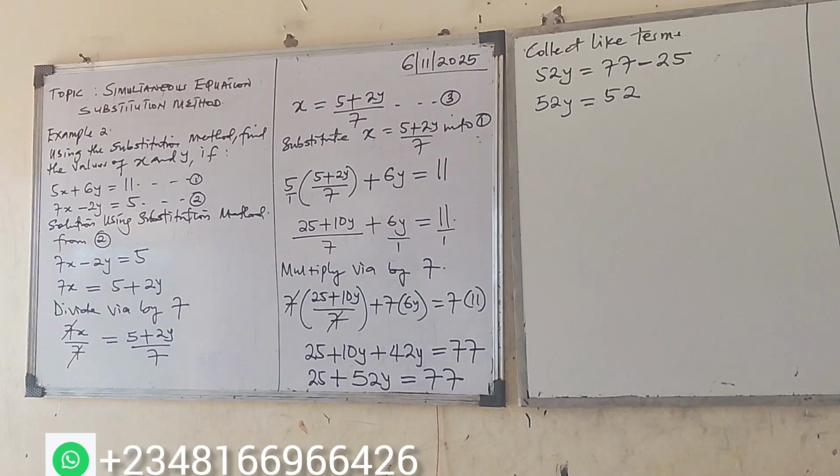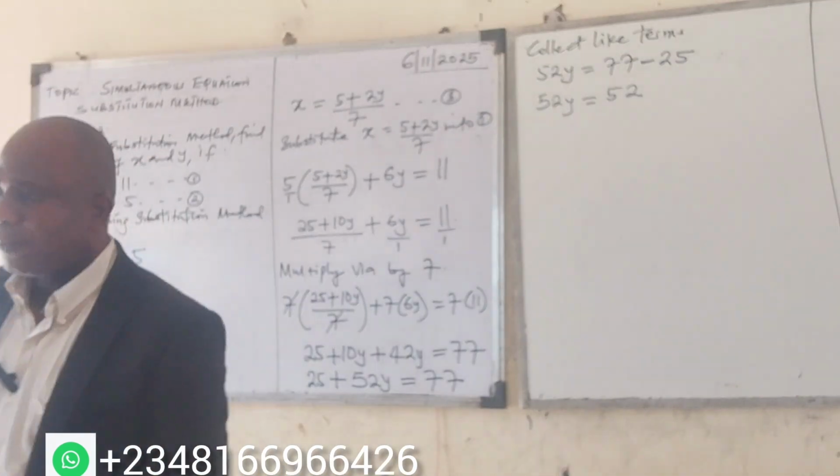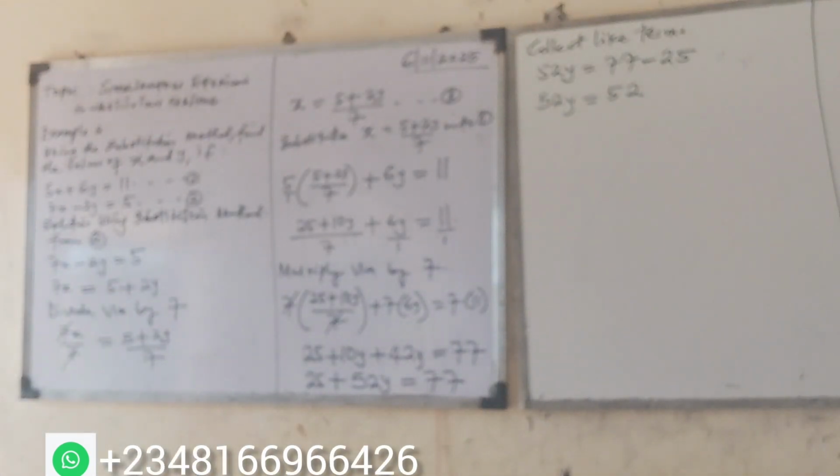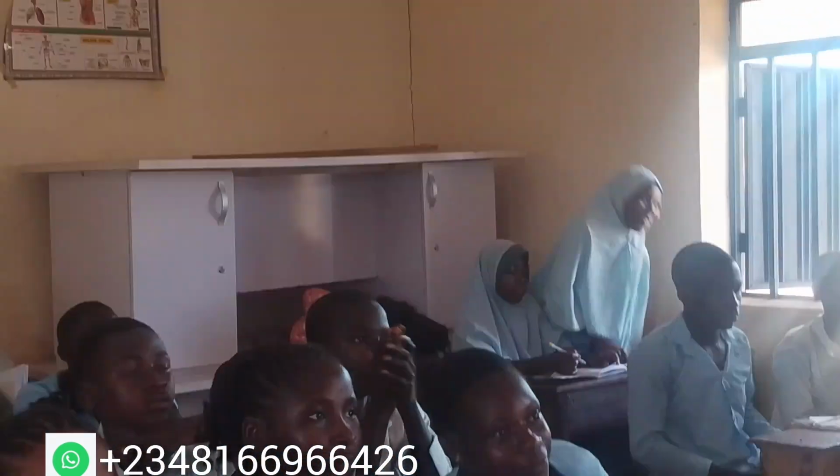Now to get the value of y, we are dividing both sides by what? The coefficient of y. Now, who can tell us the coefficient of y? Please, if you know, raise up your hand. Memuna. 52, that's very good. Please, let's clap for her. So the coefficient of y is 52.